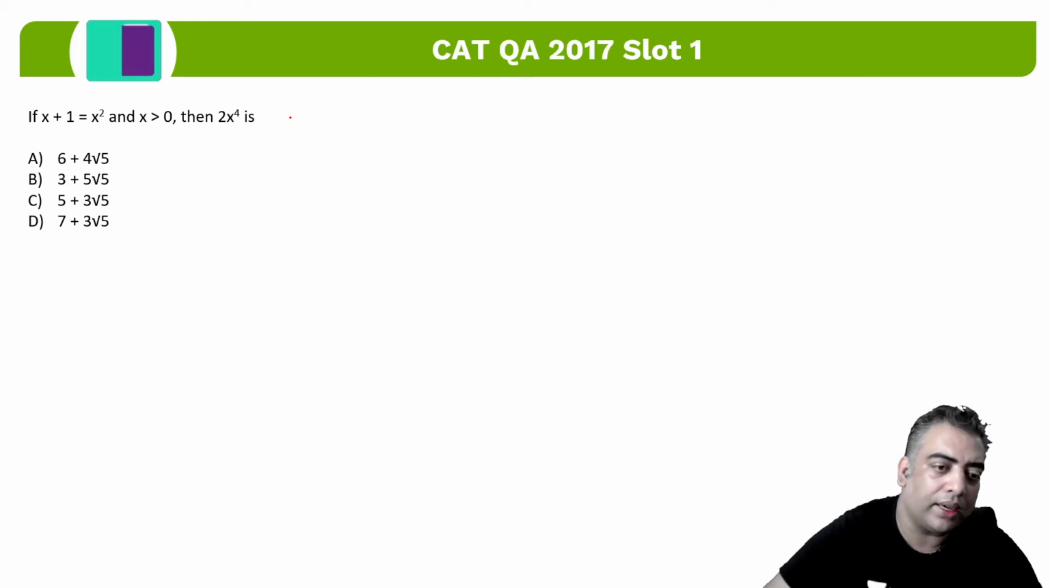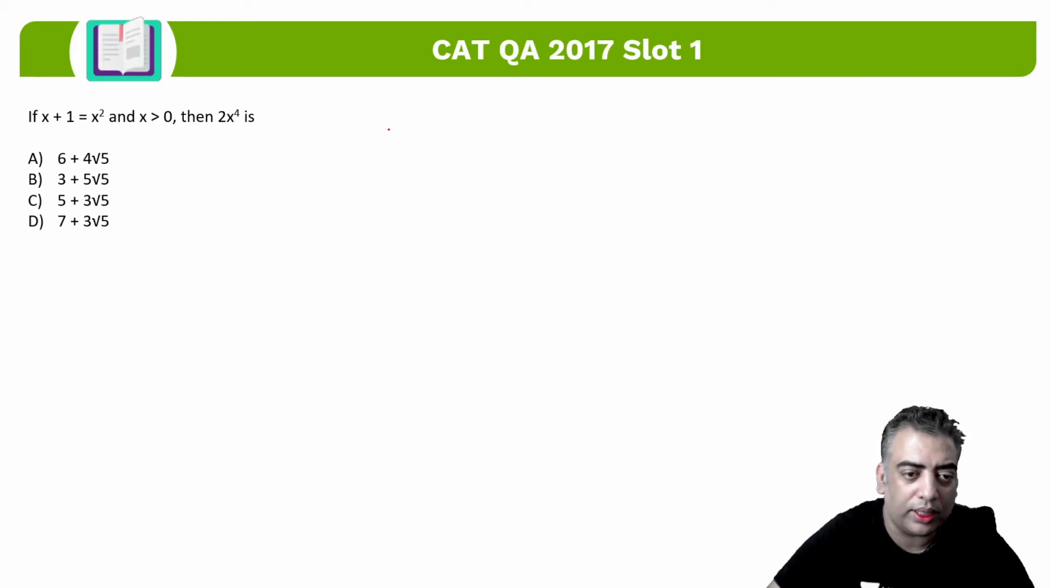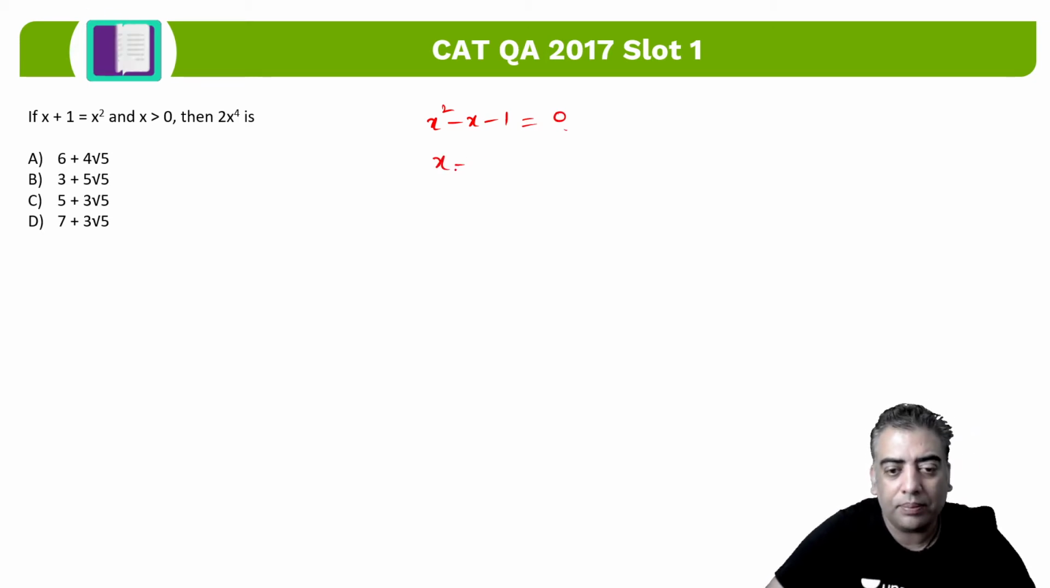In this question, we are given x plus 1 equal x square and x is greater than 0. And we need to compute the value of 2 times x raised to power 4. So in order to do it, if I bring x and 1 on the other side, this is the quadratic equation given to me, and it can be solved with the help of formula. Minus b will be 1 plus minus under the root of b square, which is 1, minus 4ac, which is plus 4, divided by 2.